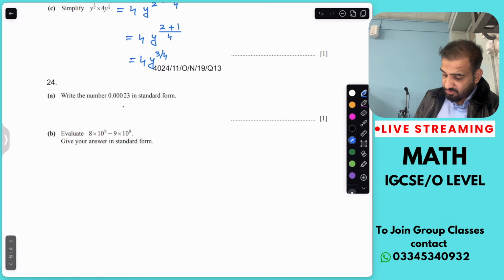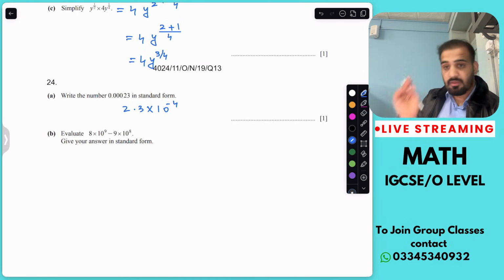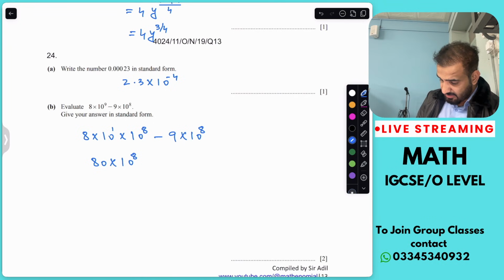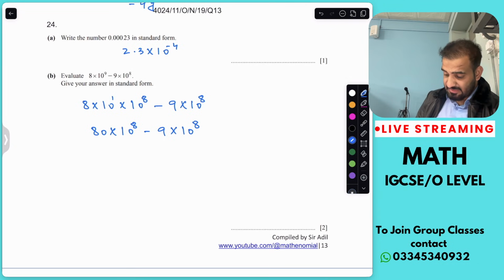Write this number in standard form. So 2.3 cross 10 raised to power negative 4. And then evaluate this. So now what will you do? 8 cross 10 raised to power 1 cross 10 raised to power 8 minus 9 cross 10 raised to power 8. So it is 80 cross 10 raised to power 8 minus 9 cross 10 raised to power 8. So 80 minus 9 is 71 cross 10 raised to power 8, which is 7.1 cross 10 raised to power 9.